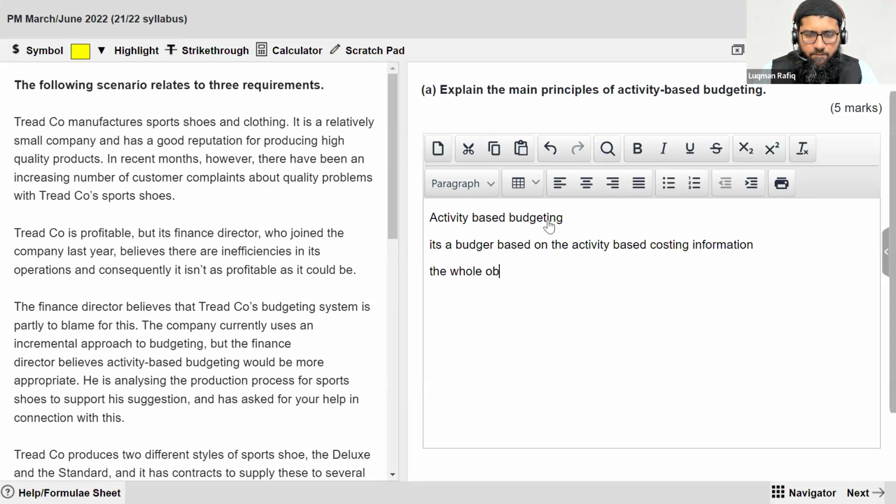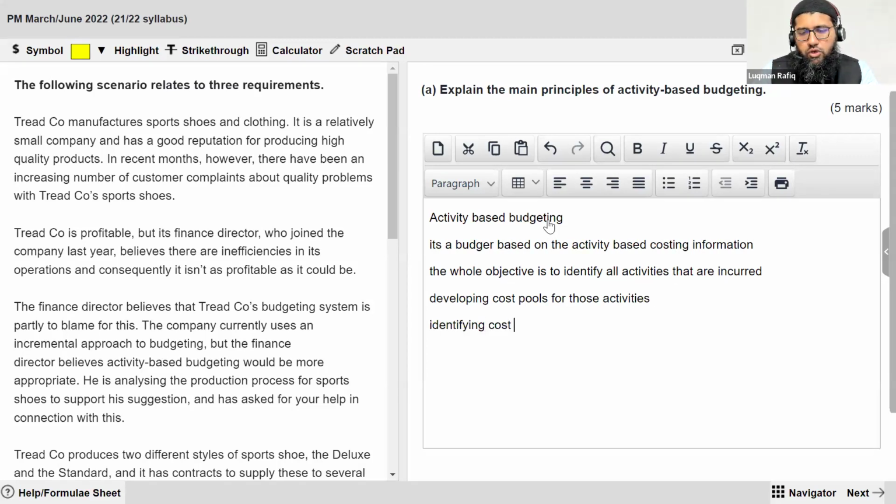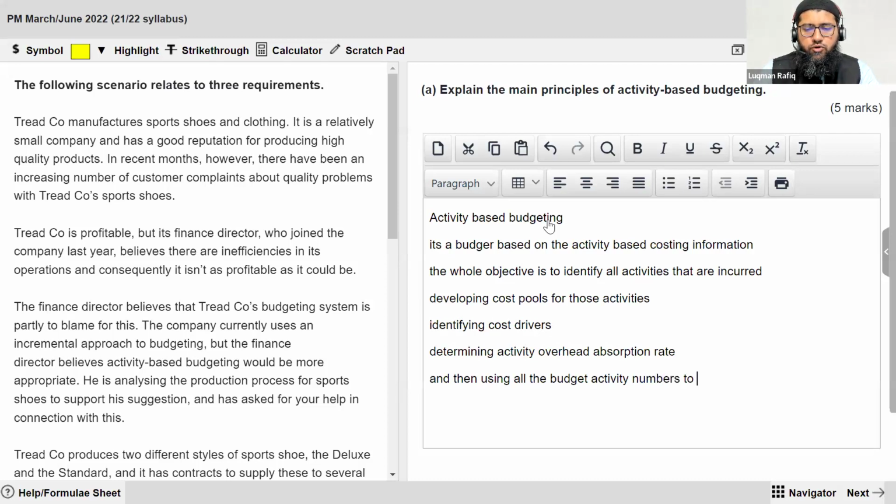The whole objective is to identify all activities that are incurred, developing cost pools, those activities, identifying cost drivers, determining activity overhead absorption rate, and then using all the budgeted activity numbers to draw up a budgeted financial statements.